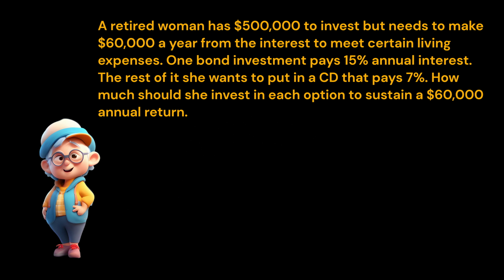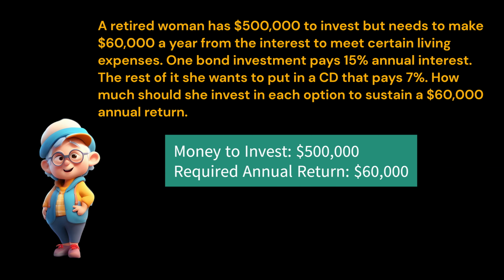In this problem, we are provided with the information that a retired woman has $500,000 to invest, and she needs to generate $60,000 a year from the interest to meet living expenses. One option is a bond investment that pays 15% annual interest, but it's riskier. The rest of the money she wants to put in a CD that pays 7%. And we are asked how much should she invest in each option to sustain a $60,000 annual return. Let's solve this problem on the whiteboard.